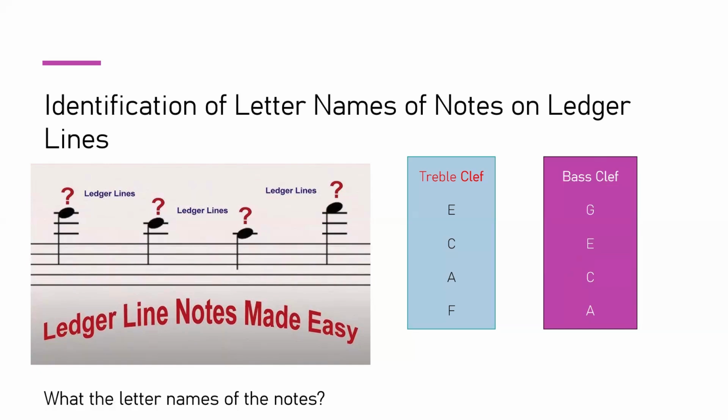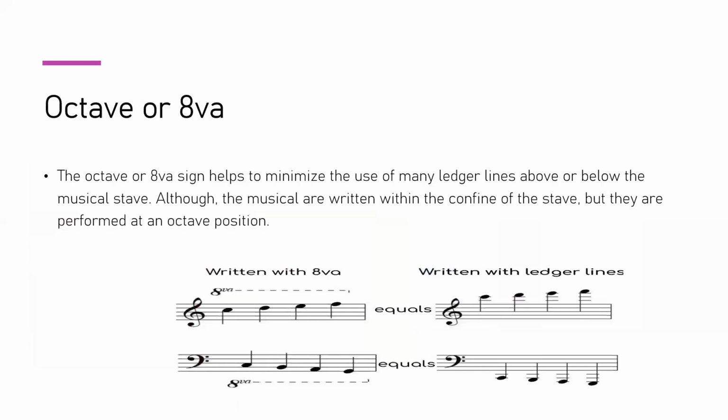Now let's continue. We look at the octave. We call it octave or 8VA. Most times you see it as 8VA, which is a short form of octave. And the word octave simply means what? Eight is from the word octagon, so meaning eight, okay? Now, the octave sign helps to minimize the use of many ledger lines above or below the musical stave.